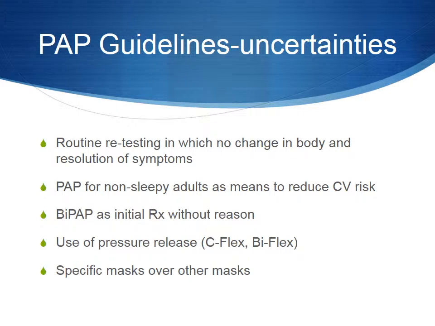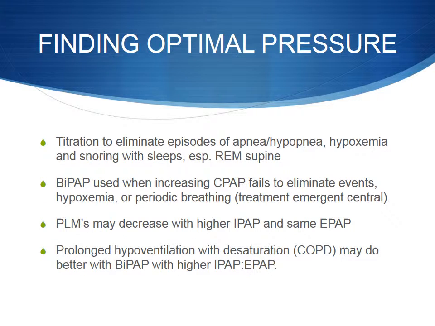So we treat to get rid of the episodes, get rid of the snoring, and improve sleep. We use BiPAP if there's a failure with CPAP. So this is where you would use BiPAP if you've already used CPAP and patients have not had elimination of events or continue to have hypoxemia at night.